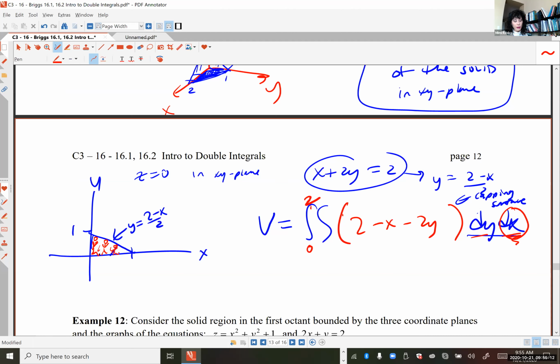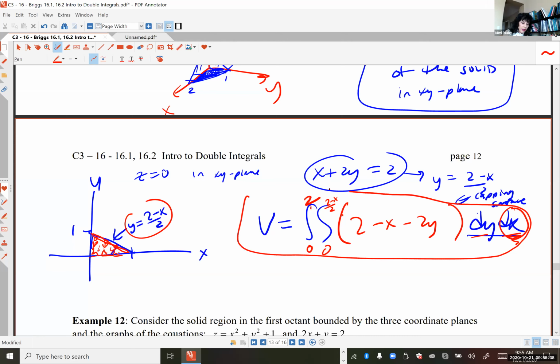So the upper limit is not going to be a constant for sure. It's going to be this line, which we already said was y equals 2 minus x over 2. So that's the upper limit for y. And the lower limit is where the little man's feet are resting. It looks like no matter where I slide him, he's always resting his feet on the x-axis, which has the equation y equals what? 0.